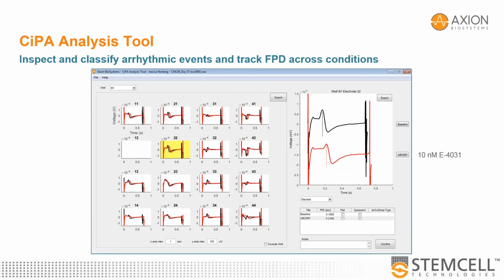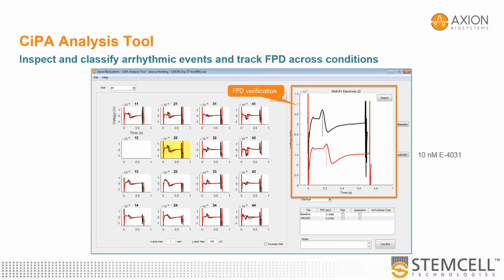Another tool Axion has developed to complement Axis is the SIPA analysis tool. The SIPA initiative, or Comprehensive In Vitro Pro-Arrhythmia Assay, aims to improve preclinical cardiac safety testing. A key part of SIPA is using stem cell-derived cardiomyocytes and MEAs for whole cell assessments of compound safety. To this end, we developed the SIPA analysis tool for even more precise FPD tracking and arrhythmia inspection, and now it has become a powerful tool for all cardiac analysis.